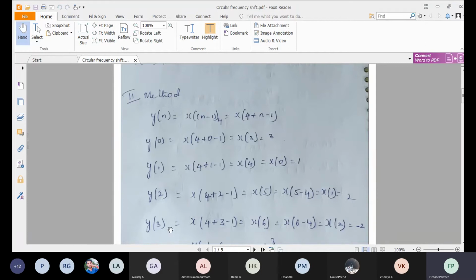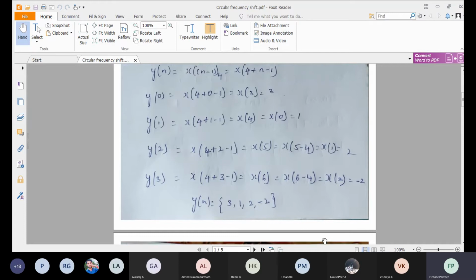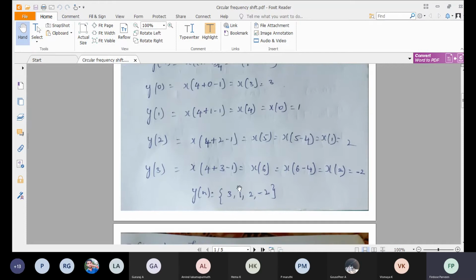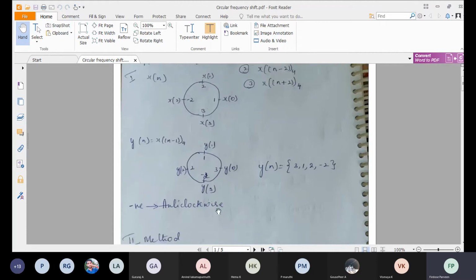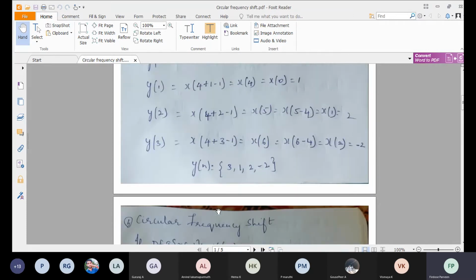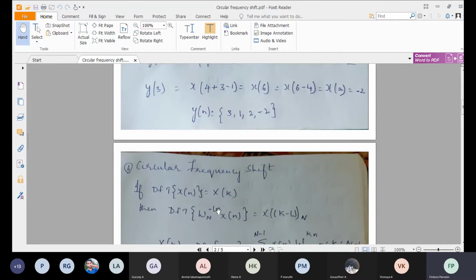In the same way, y of 3 is nothing but x of 4 plus 3 minus 1. That is 4 plus 3 minus 1, it is x of 6, which is equal to x of 6 minus 4, it is x of 2. X of 2 is minus 2. So what is the given sequence? Y of n is equal to 3, 1, 2, minus 2. First method you have seen by putting into the circle, and the second method also you have seen how to do it. It is one and the same thing.